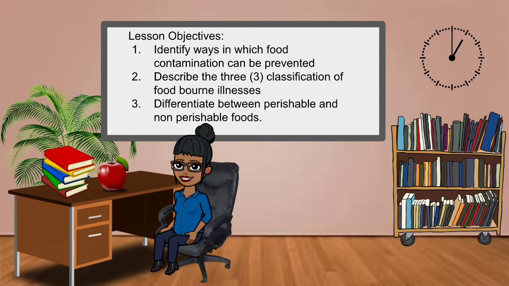Today we're focusing on food contamination and food spoilage. So the lesson objectives are simple. You must be able to identify ways in which food contamination can be prevented, describe the 3 classifications of foodborne illnesses, and differentiate between perishable and non-perishable foods.